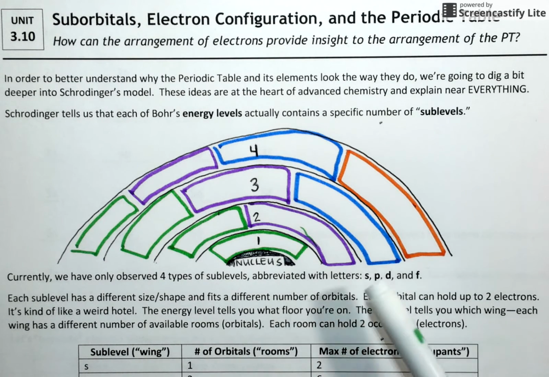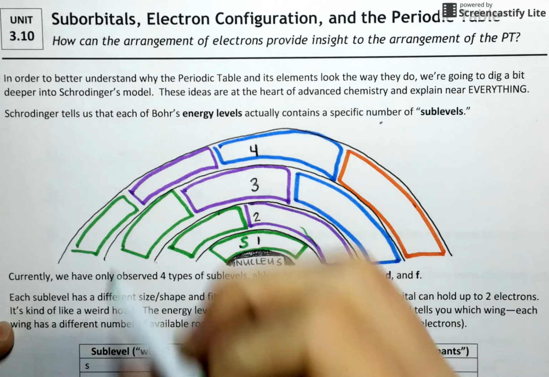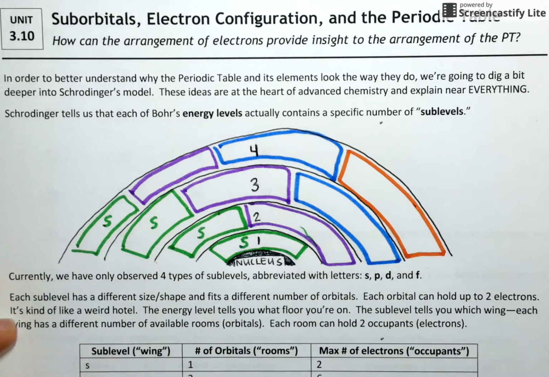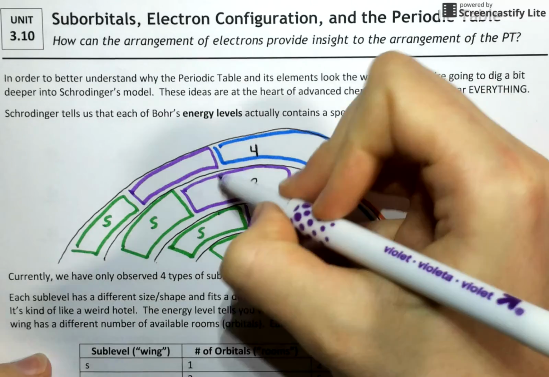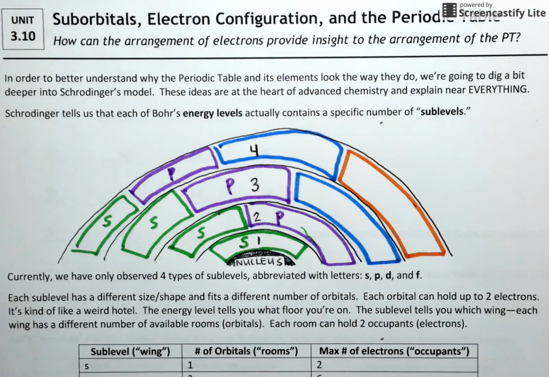We refer to sublevels using little letters. So this green sublevel that appears in every single energy level, we call the S sublevel. So here we've got an S, an S, and an S sublevel. The second sublevel that we know exists is sublevel P, and I'll mark that in my purple. And you'll notice that that appears in 3 out of our 4 energy levels in our diagram.